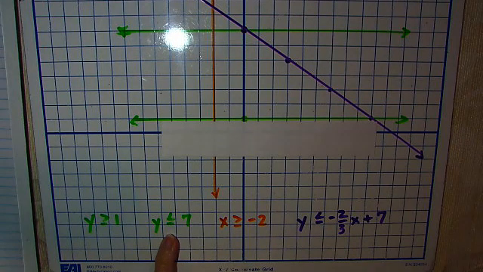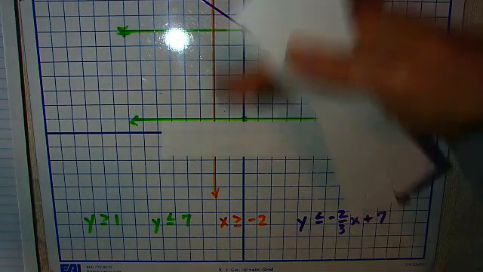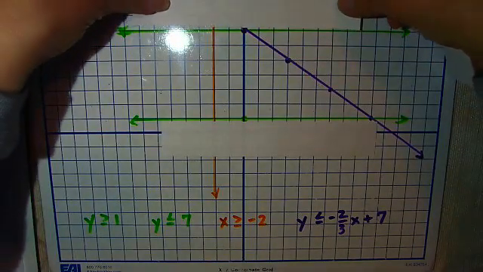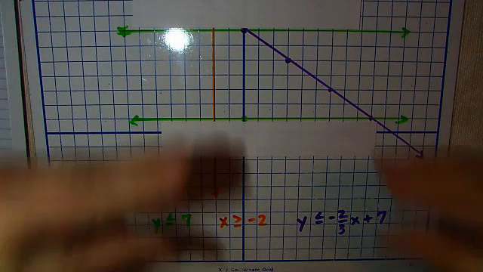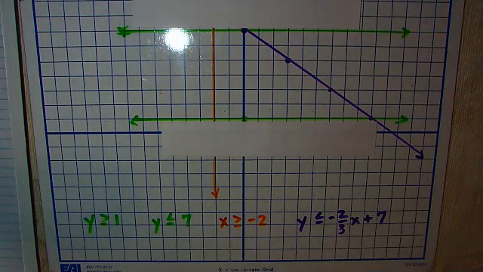My second line says y is less than or equal to 7. So again, that's my other green line that we have on here. Less than means it needs to be below. So I'm going to take another strip of paper and put it like that. What that means is I'm narrowing down my graph. I know right now, just with those two, I have to stay between these pieces of paper.